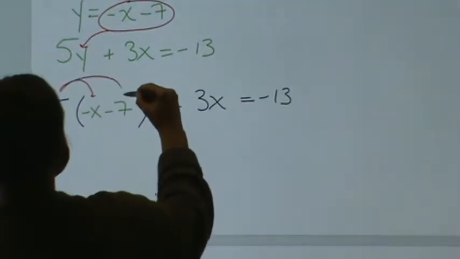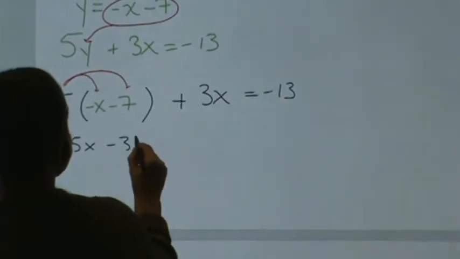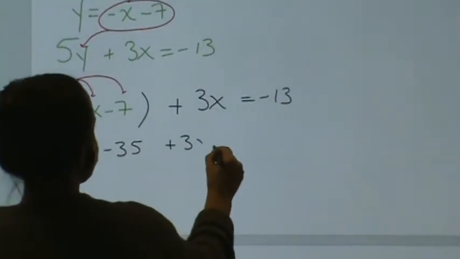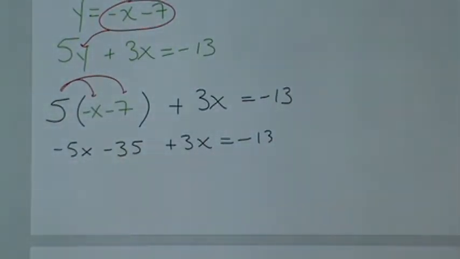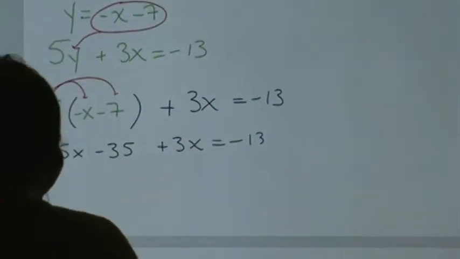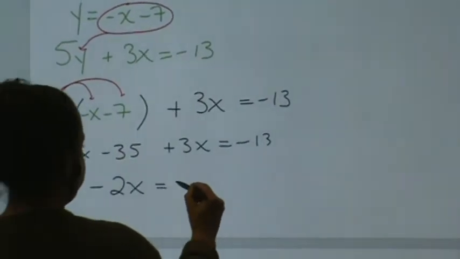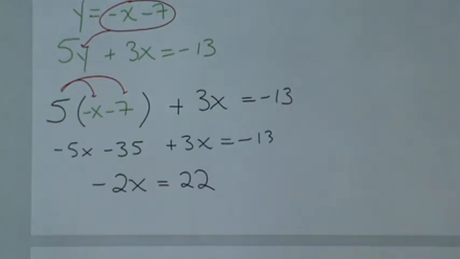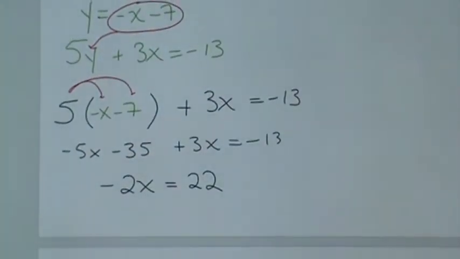We're going to distribute the 5. We get negative 5x minus 35 plus 3x equals negative 13. Now I want you to look at that. That's exactly what we had before. But in how many steps? In 2 steps, we're already where we already know the answer to this, guys. I'll do this quickly, but you guys already know this. When you put all of the x's together and all the numbers together, you get negative 2x equals 22.